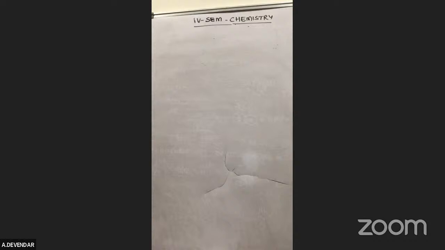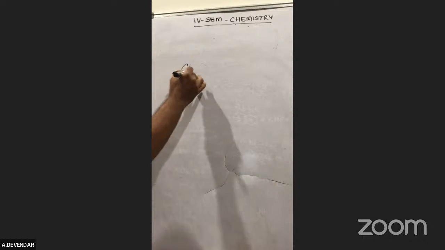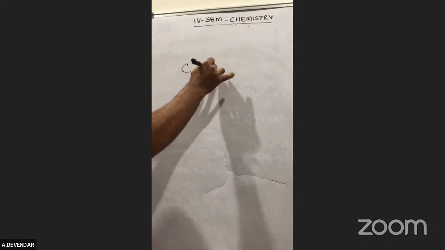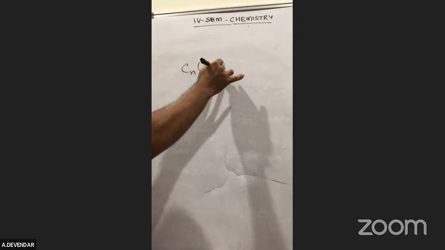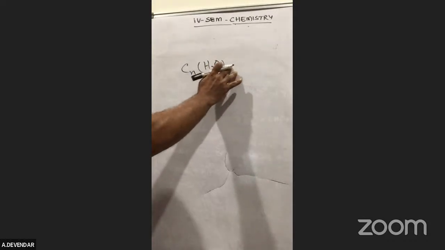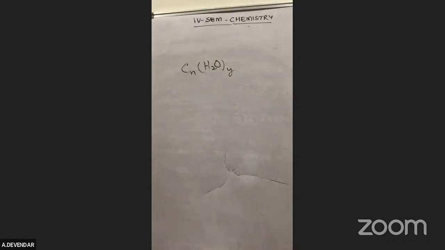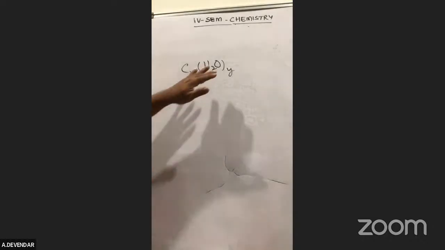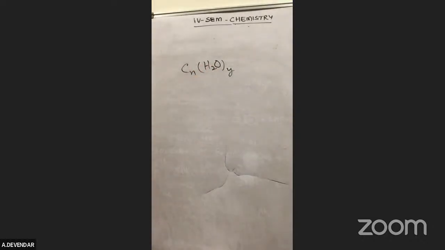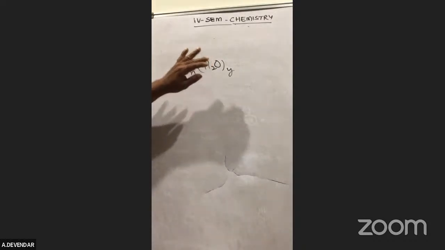So what is a carbohydrate? Actually, scientists believed that carbohydrates means carbon, that is, Cn, with water molecules, H2O, m numbers or y numbers, whatever it can take. That means carbohydrates were thought of as hydrates of carbon. The meaning of hydrate is water. But ultimately, it is not a formula.